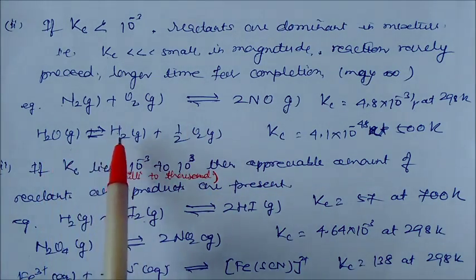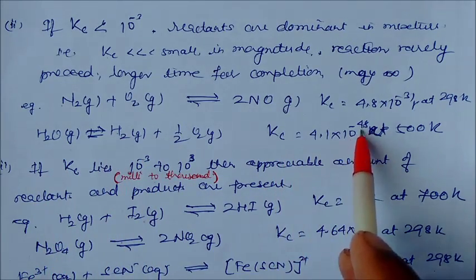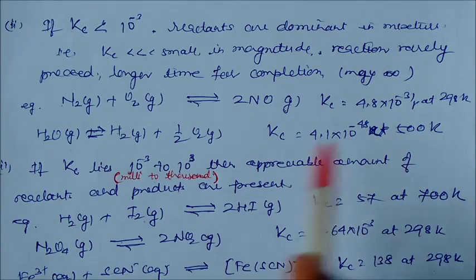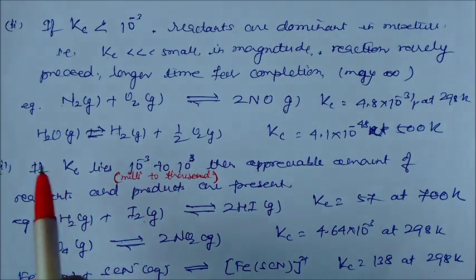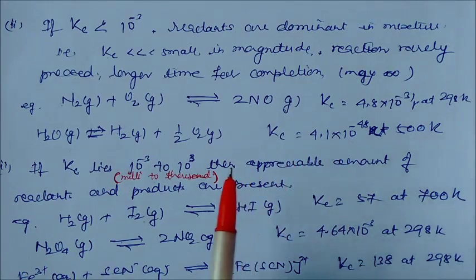Water converting into hydrogen plus oxygen: water is also very stable. If you see, Kc is 10 to the power minus 40, so water will not dissociate even at this temperature. They won't convert to hydrogen plus oxygen. They will remain in vapor form. So you can see this from the Kc value.